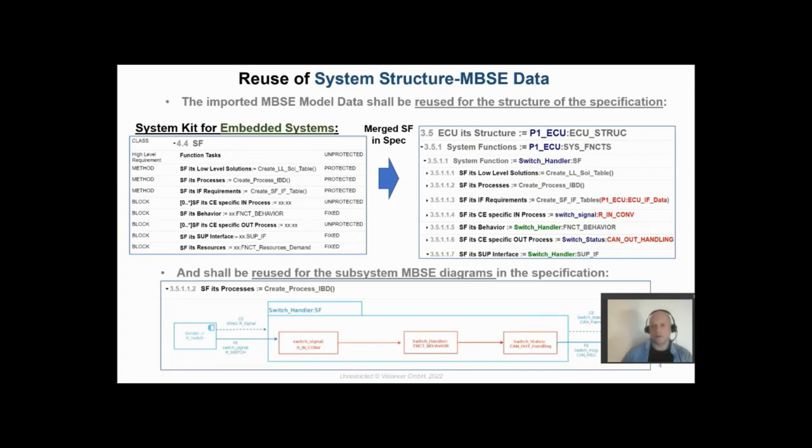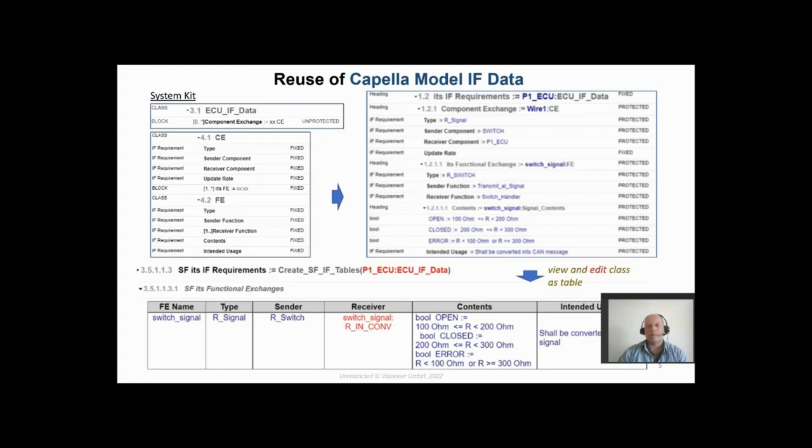Those classes will then be reused for the structure of specification or for the automatic creation or synchronization of subsystem MBSE diagrams. As you can see here, the blue model elements are imported from Capella and the red model elements are extended by the requirement engineer. And the same is done with the imported interface data from the model, which are imported as classes and which can be viewed and edited as table in the specification.